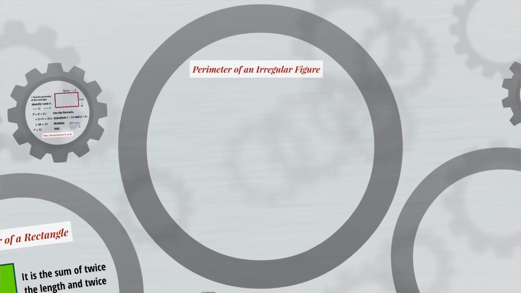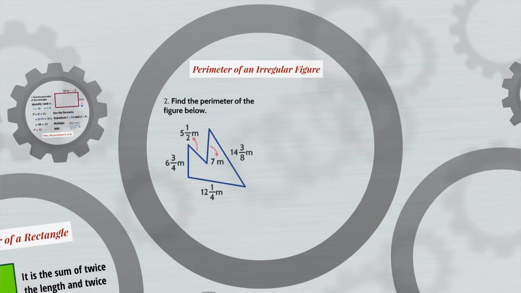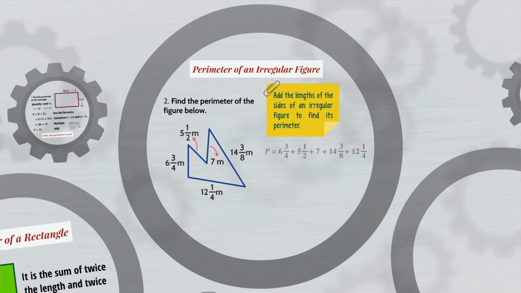We learned how to find the perimeter of a rectangle. Now let's learn how to solve for the perimeter of an irregular figure. Let's try finding the perimeter of this figure. As you can see, the distances of all the sides are given. Going back to the definition of a perimeter, we said that it is the distance around a closed figure. So we just need to add the distances of all the sides. That is, perimeter P = 6 3/4 + 5 1/2 + 7 + 14 3/8 + 12 1/4.